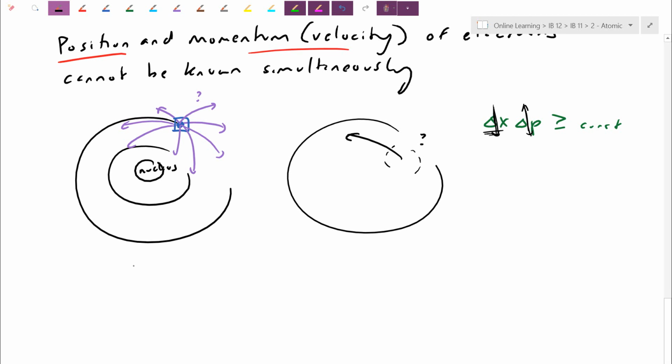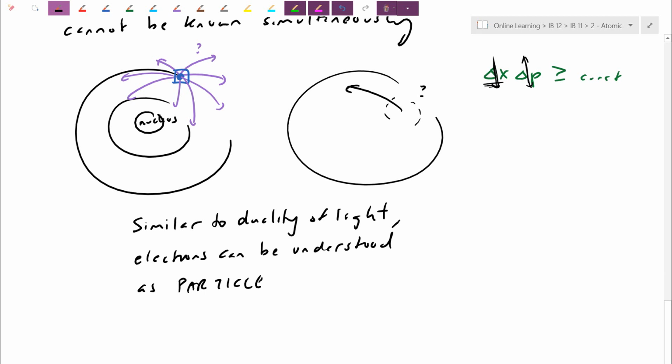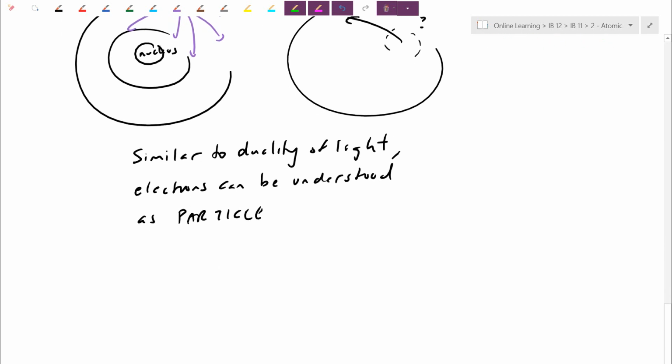So here we're likening electrons to what's called the duality of light, this dual nature of light. It can be a particle or it can be a wave. Electrons can be understood, or thought of, as a particle. We've been very comfortable with that one. It's a subatomic particle, it makes up part of the atom. Particles have mass.